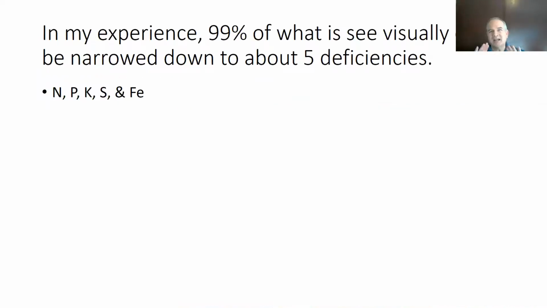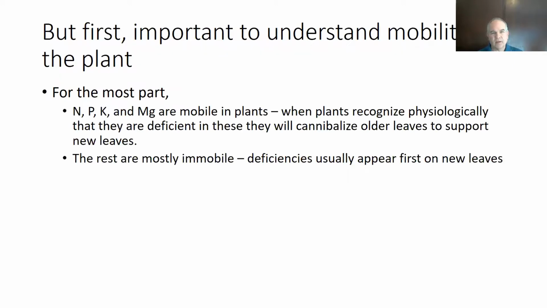Now, just to kind of simplify things, we just can't teach everything there is to know about nutrient deficiency symptoms because it's so specific for so many nutrients and so many plants. But the good news is that you can kind of simplify it. The vast majority of what I see visually is really these 5 nutrients, and we'll talk about these. Before we do that, though, it's good to understand this. There's different mobility in the plant for these nutrients.